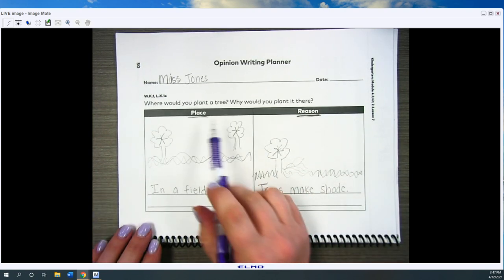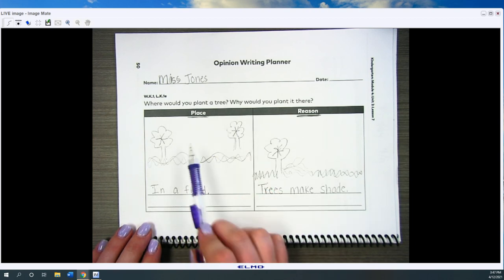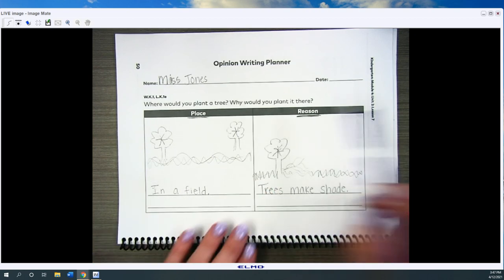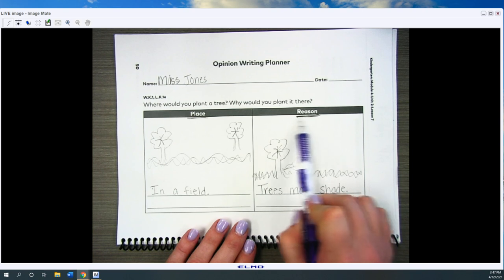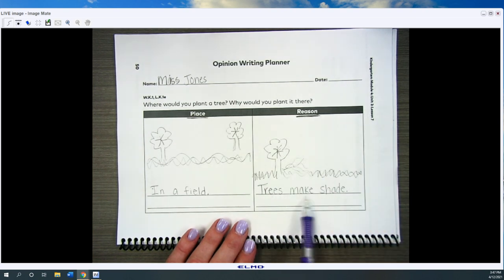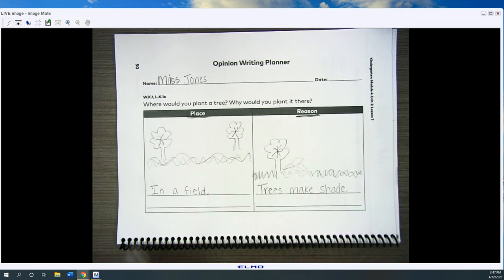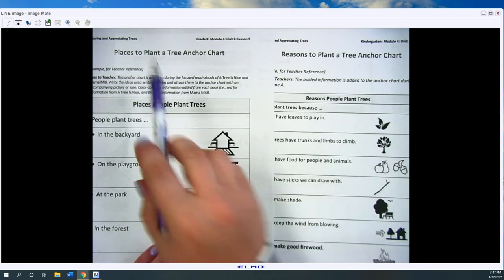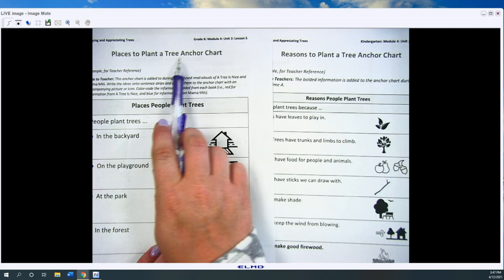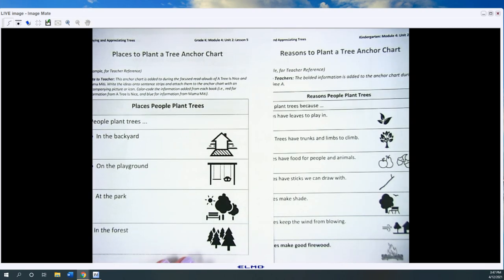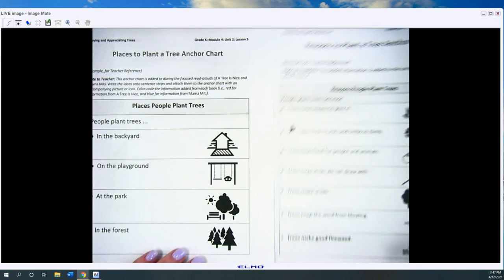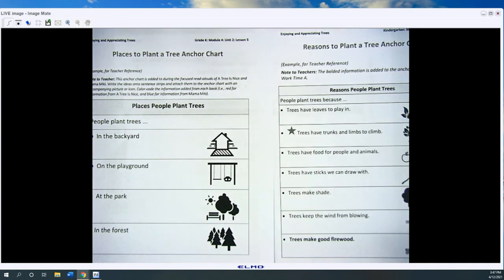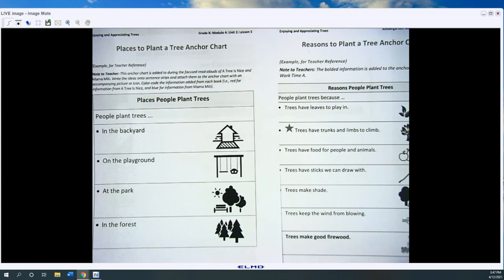So my place, where would you want to plant a tree? My place I chose in a field. Why would you plant it there? My reasoning is because trees make shade. And I picked both of these from our anchor charts, your places to plant a tree anchor chart and reasons to plant a tree anchor chart. And I will post these on the Learn Zillion slides for you. Okay.